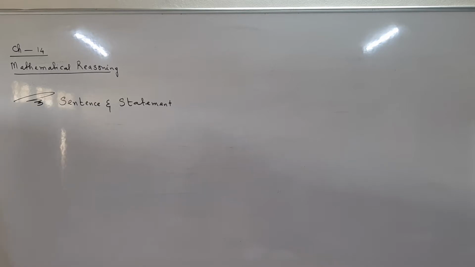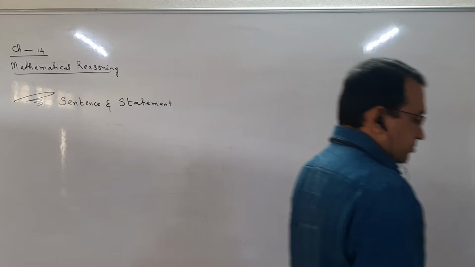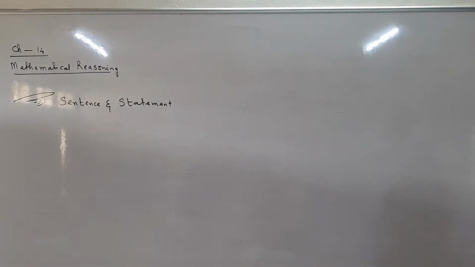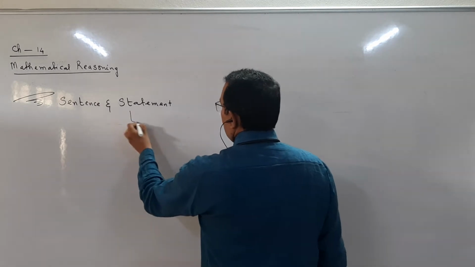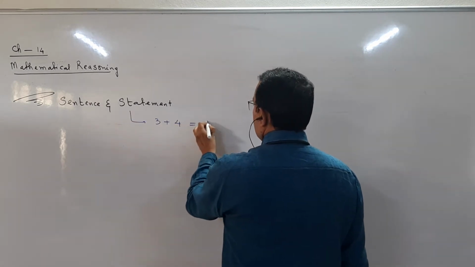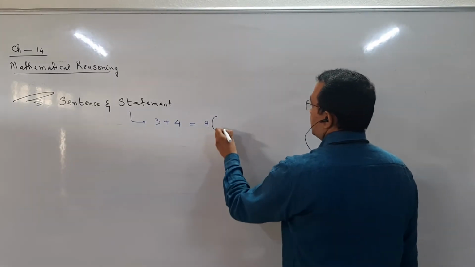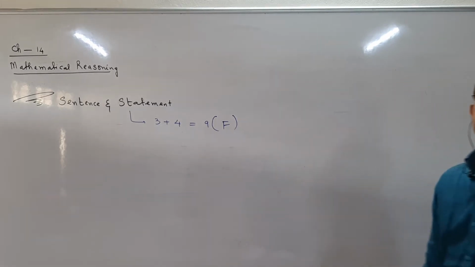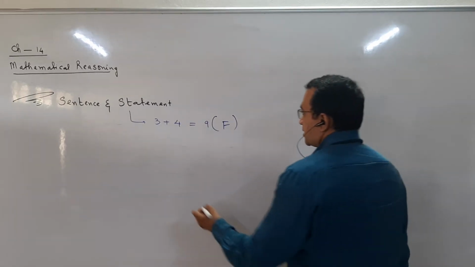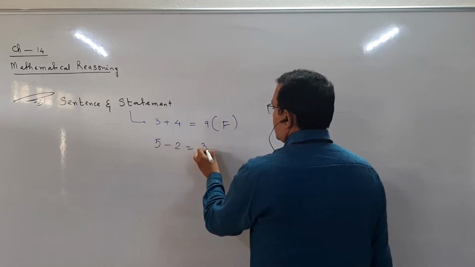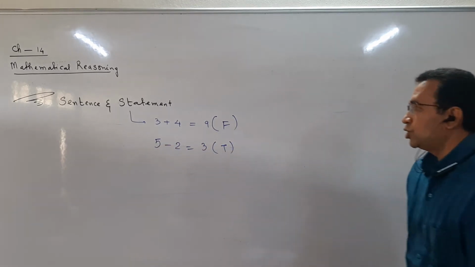Oh, what a beautiful picture it was. This is a sentence. Mathematics is a tough subject. This is a sentence. 3 plus 4 is equal to 9. Now, I know what is the answer, but I am saying 3 plus 4 is equal to 9. You can definitely say that this is false, because 3 plus 4 is 7. Then 5 minus 2 is equal to 3. This is definitely true.